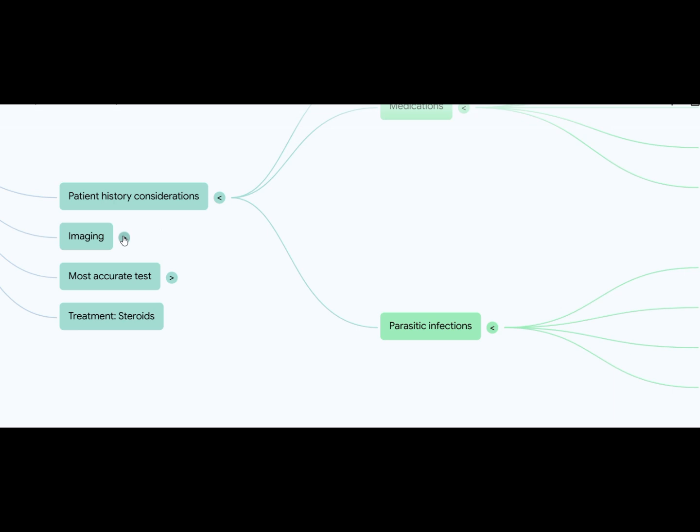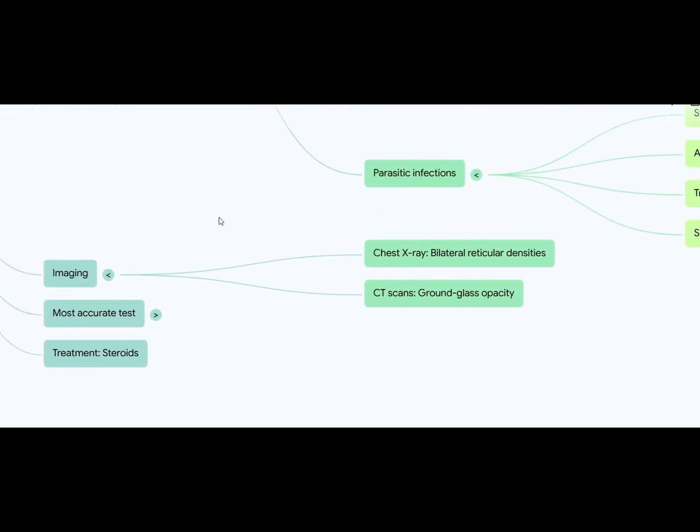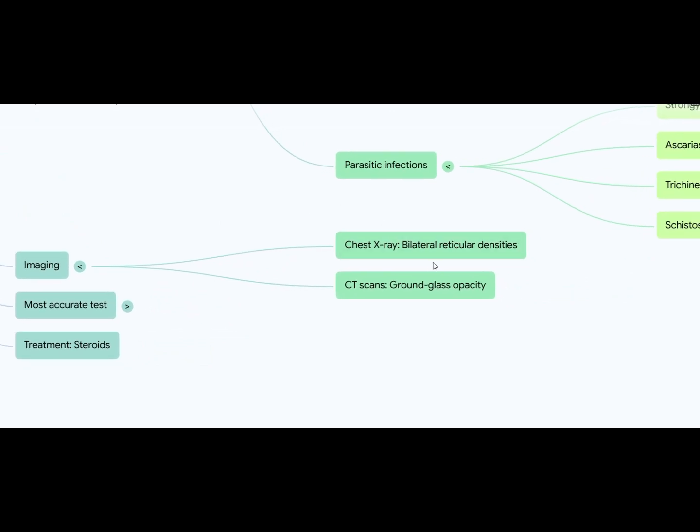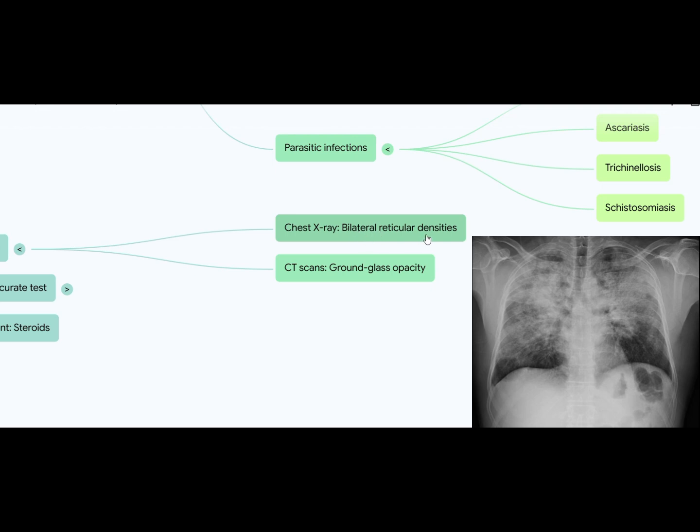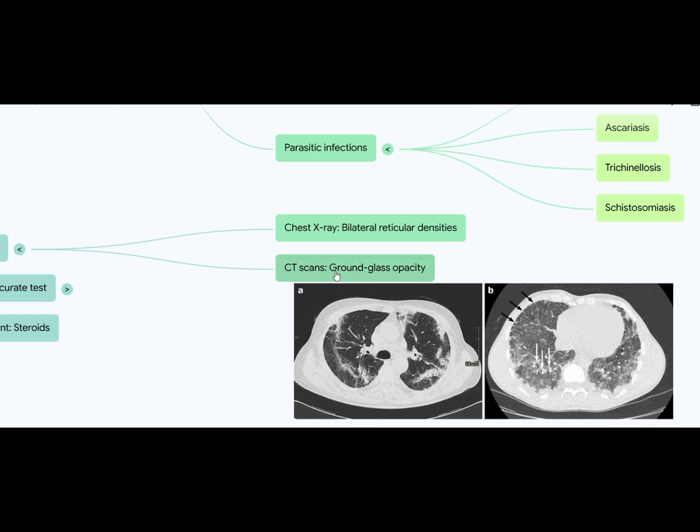So besides the history, what about tests? Imaging. What helps pinpoint eosinophilic pneumonia? Imaging is definitely helpful. On a standard chest X-ray, you might see these bilateral reticular densities, kind of like a fine network or lacy pattern across both lungs. Okay. And a CT scan often shows what we call ground glass opacity. It looks hazy, like looking through frosted glass.